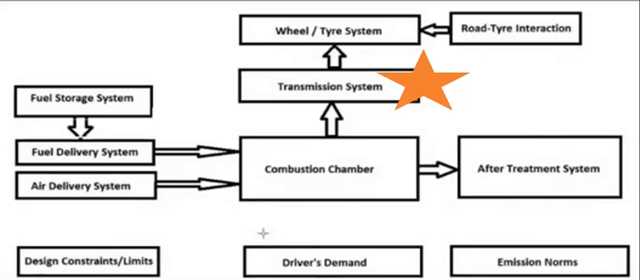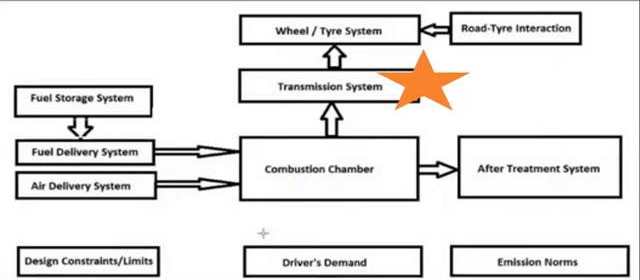Next comes the transmission system. This is the part of the vehicle that connects to the back of the engine, offering power from the engine to the wheels. The transmission uses the power created in the engine to keep the wheels spinning and keep the engine within a certain revolutions per minute range.